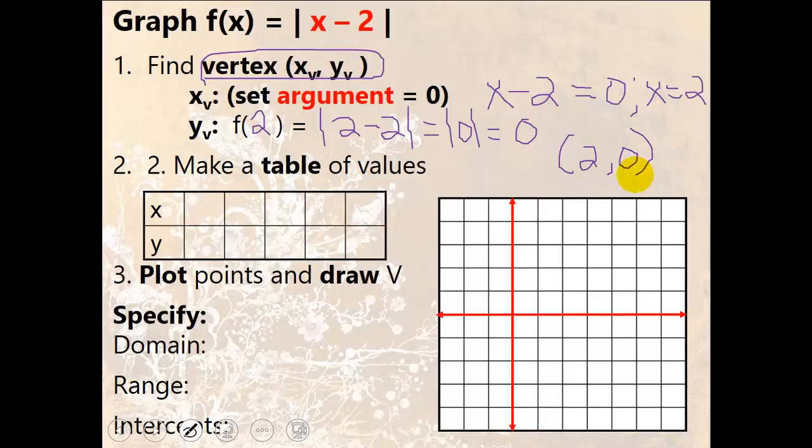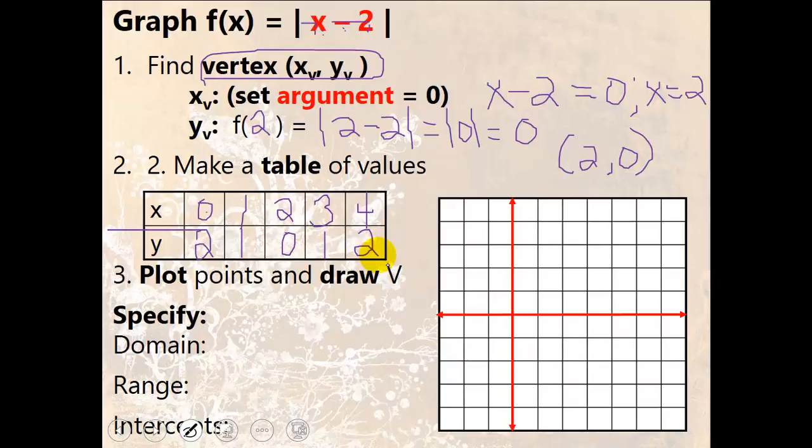Okay? I'm going to put that point in the center, and then I'm going to find some convenient points to the left and then to the right. So I'm going to go 1 and 0 and 1 to the left, 3 and 4 to the right, and then I plug in. So I'm going to plug in a 0. 0 minus 2, that's negative 2. Absolute value, well, that is positive 2. 1 minus 2, that's negative 1. Absolute value, that's positive 1. 3 minus 2, that's 1. Absolute value is 1. 4 minus 2, that's 2. Absolute value is 2. And now I'm going to plot these points.